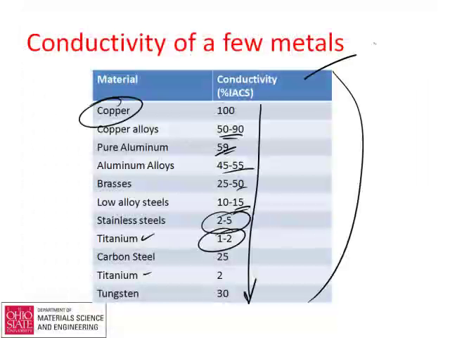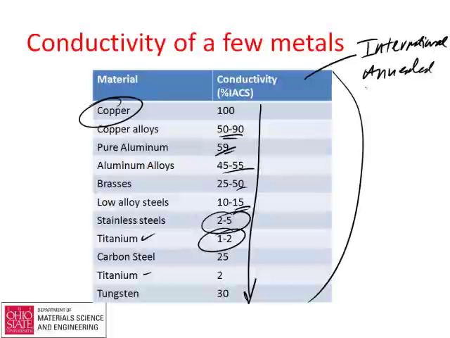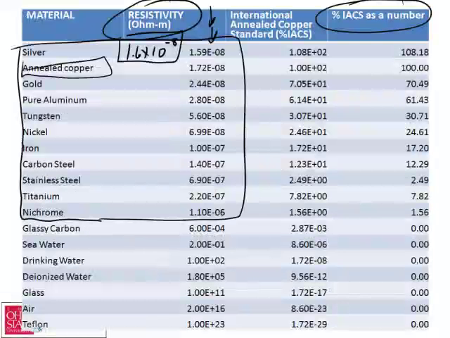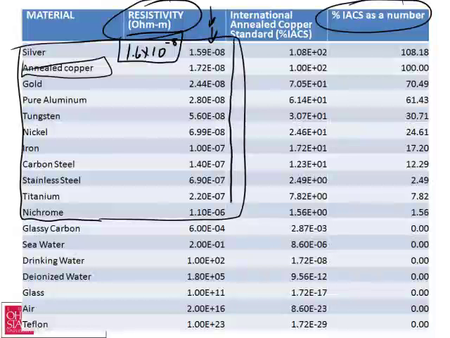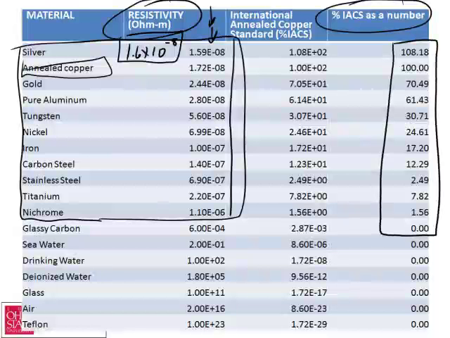IACS, and I should define that term. This is what's called the International Annealed Copper Standard. And that's basically, we just compare the conductivity of metals as a fraction of that of copper multiplied by 100. So here they are in these kind of difficult units, and here they are in these IACS units over here.